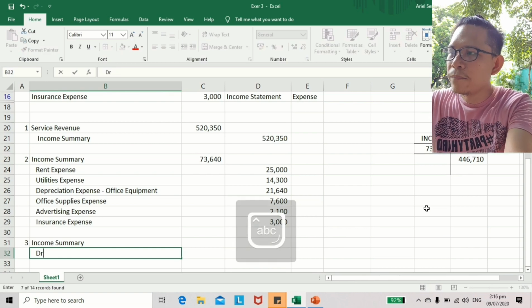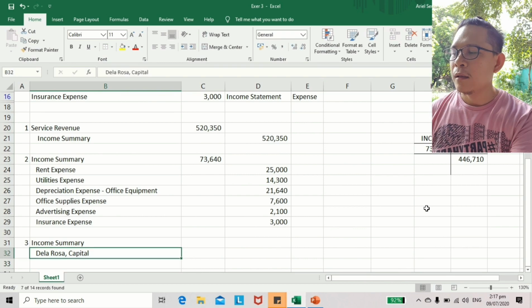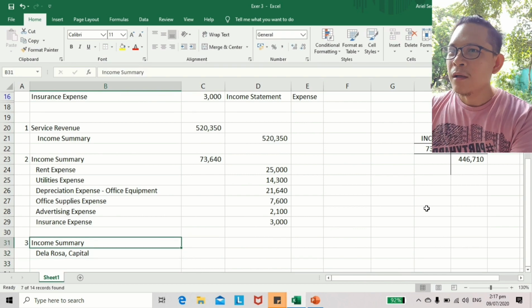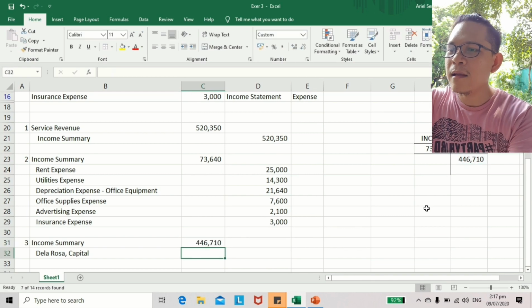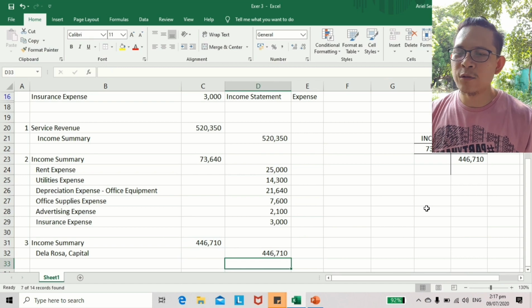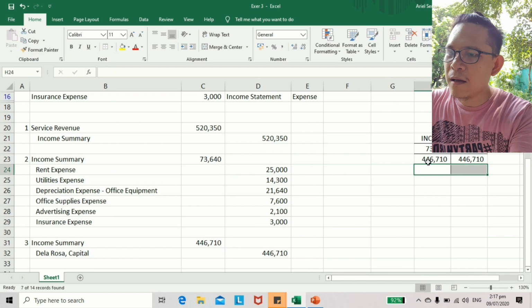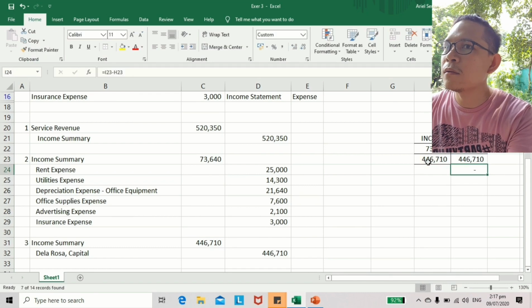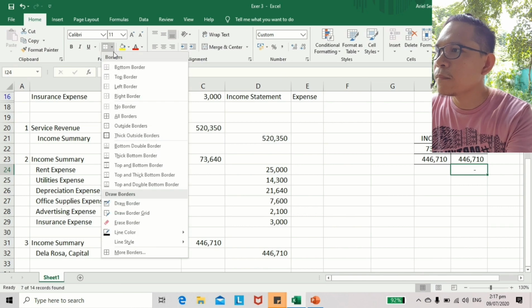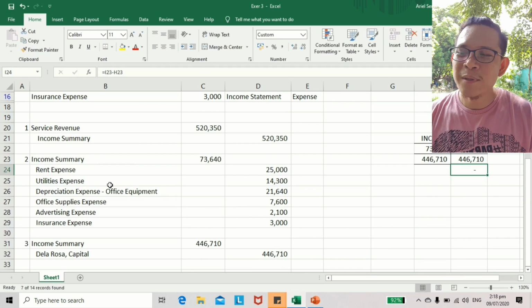De La Rosa, Capital. Ilagay natin yung amounts. 446,710 at dito naman ay 446,710. So, dinebit natin yung income summary. In effect, nag-zero out na ito. Okay? So, wala na tayong balanse. So, that is your step 3.